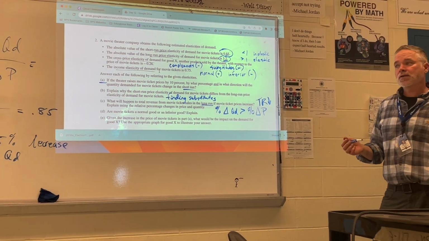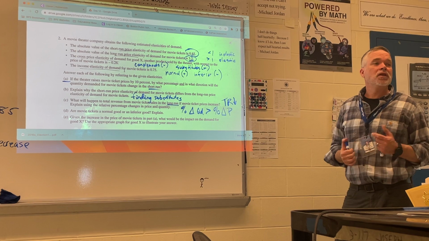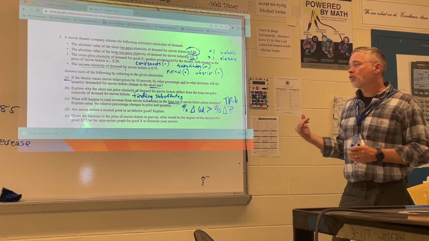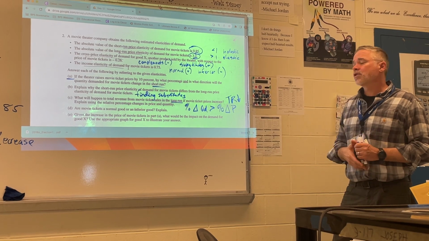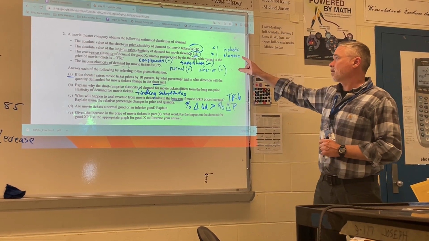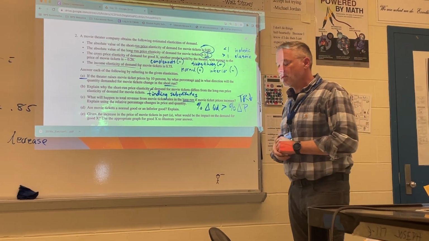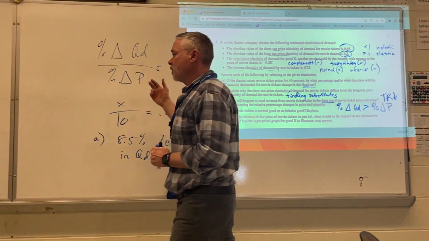And that makes sense. Remember, if the good is elastic, it's very sensitive to a price change. So if you're increasing the price, your total revenue is going to drop if it's elastic. If it's inelastic, it's not, because your percent change in quantity demanded is less than your percent change in price.